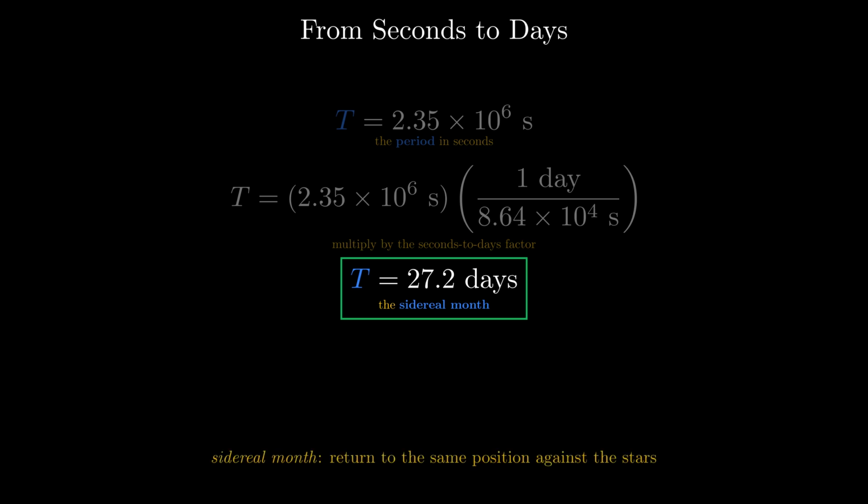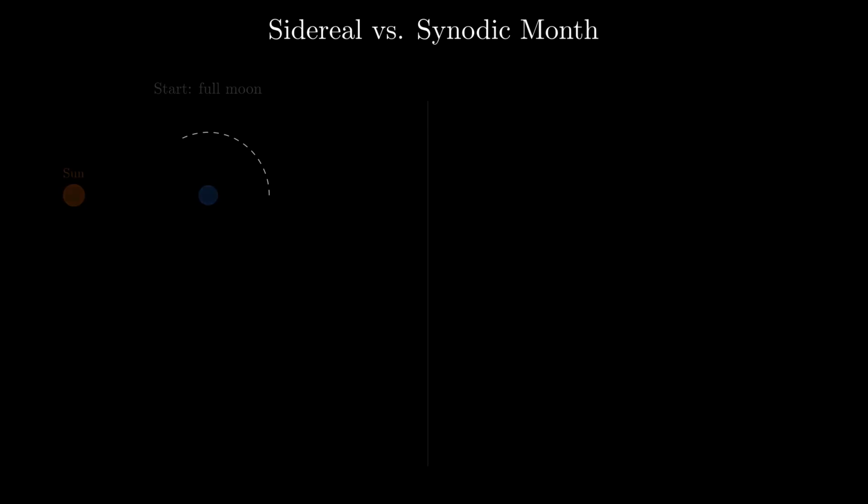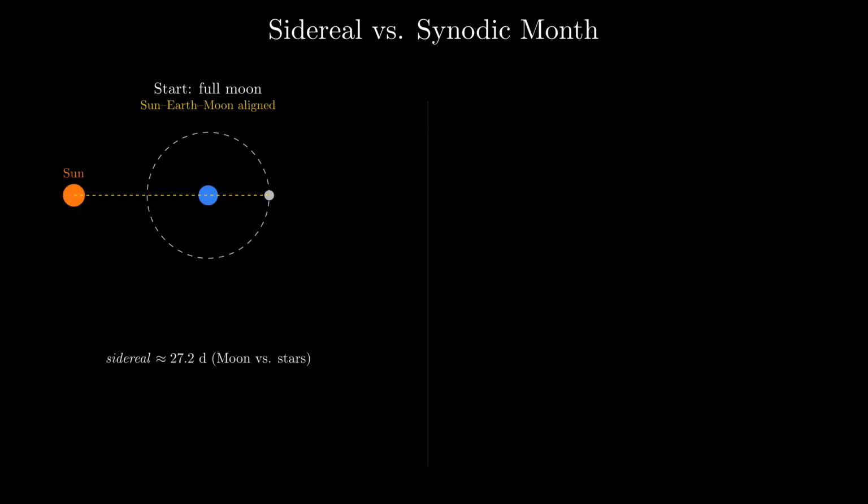This is called the sidereal month, the time the Moon takes to return to the same position against the background stars. But the month on your calendar isn't 27.2 days. The time from one full moon to the next, the synodic month, is longer, about 29.5 days.